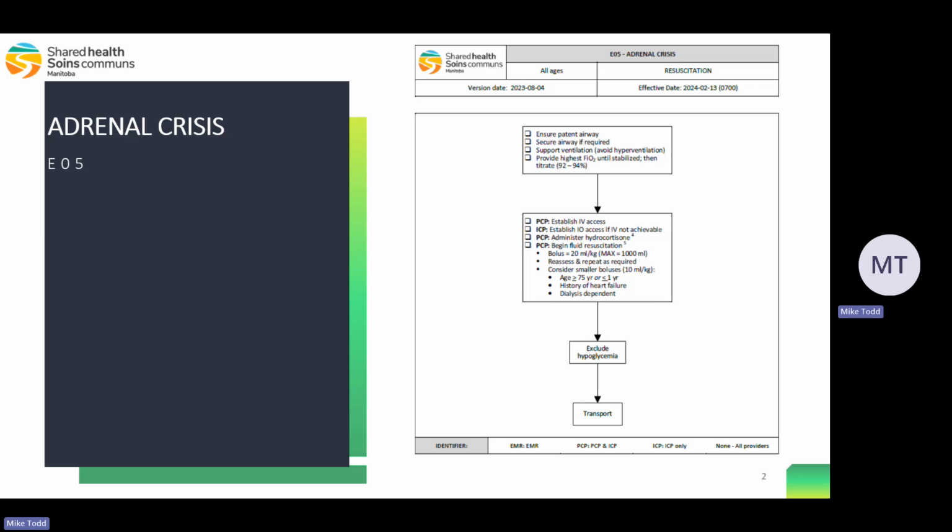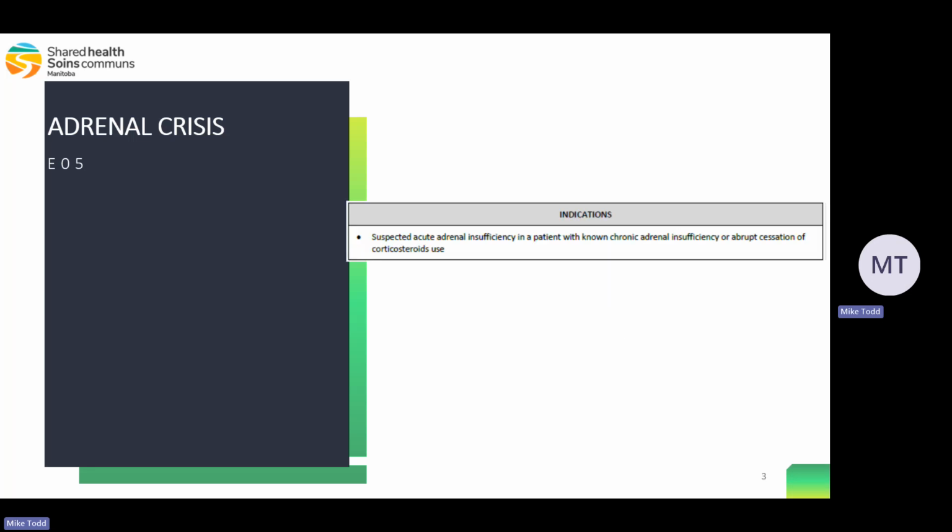So adrenal crisis itself refers to acute adrenal insufficiency. It's a possibly life-threatening emergency characterized by shock that requires treatment with corticosteroid replacement and possibly large volumes of fluid. So to access this care map, we need a patient with suspected acute adrenal insufficiency with known chronic adrenal insufficiency or an abrupt cessation of their corticosteroid use. So either they're non-compliant with their medications or they've run out.